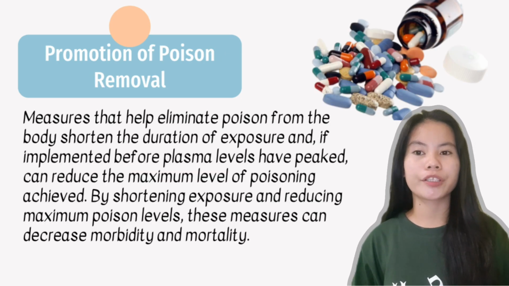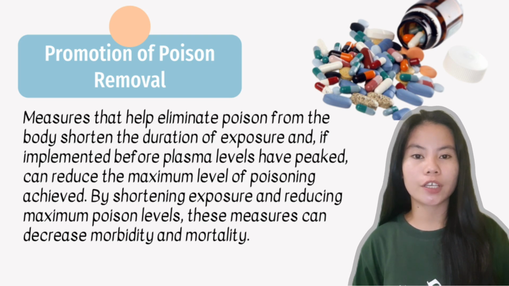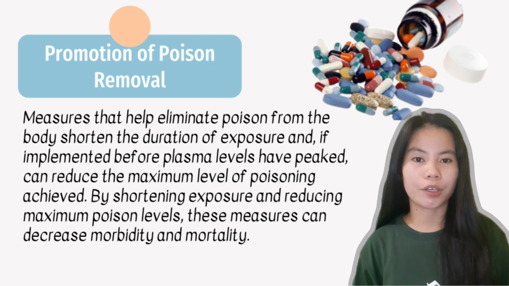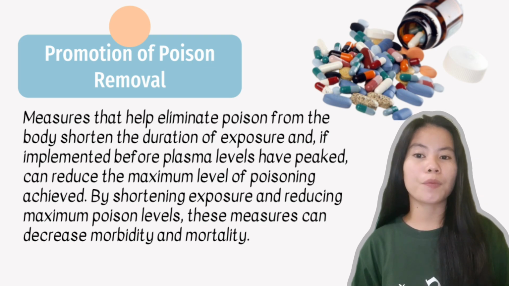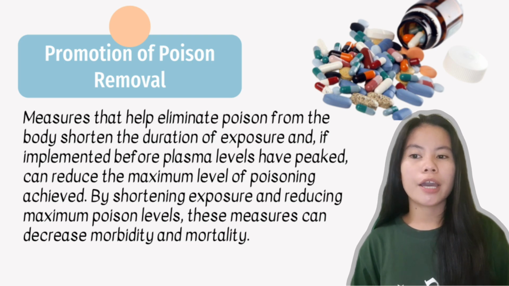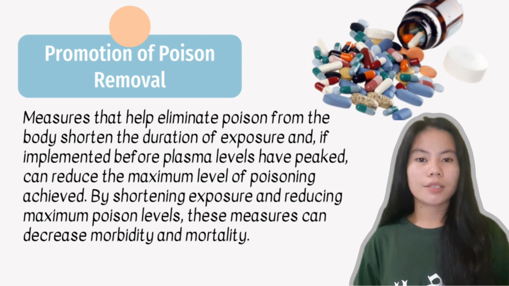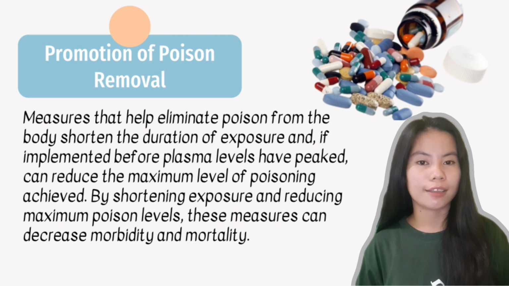Next is the promotion of poison removal. Measures that help eliminate poison from the body shorten the duration of exposure, and if implemented before plasma levels have peaked, can reduce the maximum level of poisoning achieved. By shortening exposure and reducing maximum poison levels, these measures can decrease morbidity and mortality. Removal of poison can be promoted with drugs and non-pharmacologic techniques. The drugs used for poison removal act by increasing renal excretion of toxic agents. Non-pharmacologic methods of poison removal include hemodialysis and exchange transfusion. Details on methods of poison removal are presented later.